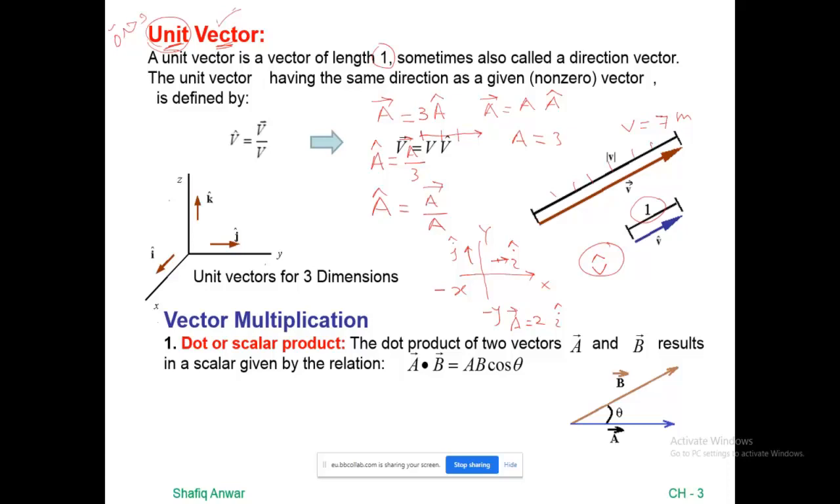Now, before we did vector addition and subtraction, now we are going to discuss how we multiply vector with another vectors.